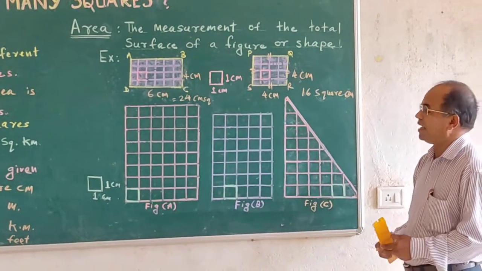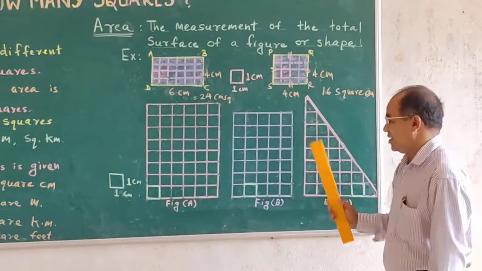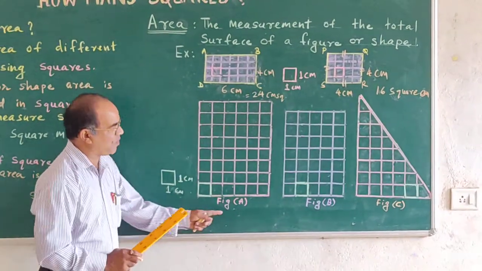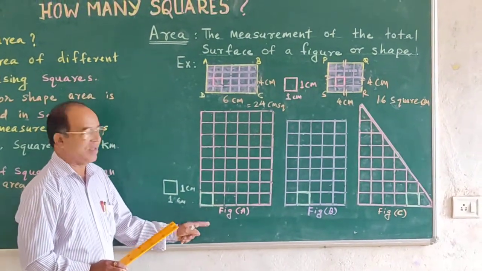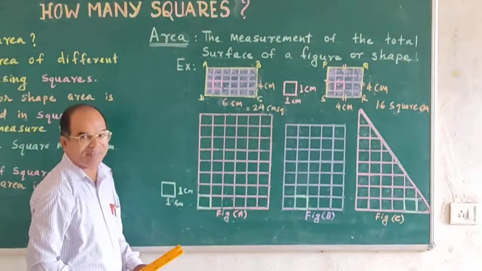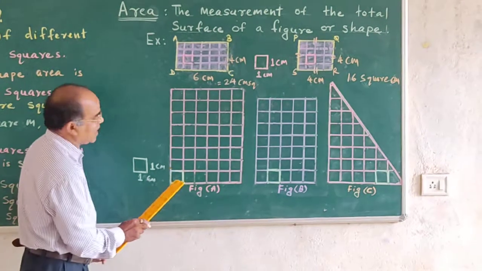So let's find the area of figure A first. In figure A, we are going to find the area in squares. This figure A is divided into different squares. One square is of 1 centimeter.